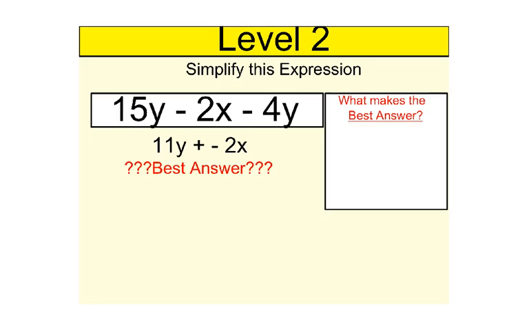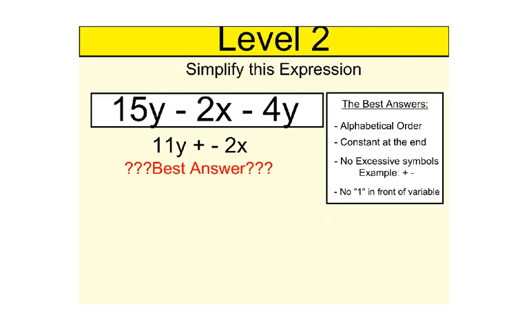Now what's my best answer for this problem? What makes a best answer? Here's a list of things that makes a best answer. The first thing is it needs to be in alphabetical order. Is it right now with the y first? No, it's not. I need that x first. So I'm going to write the negative 2x first. Then it says it needs the constant at the end. Well, there isn't a constant. Remember, a constant is a number that does not have a variable. So check. Now it says no excessive symbols in it. So that plus a negative there, we don't want that.